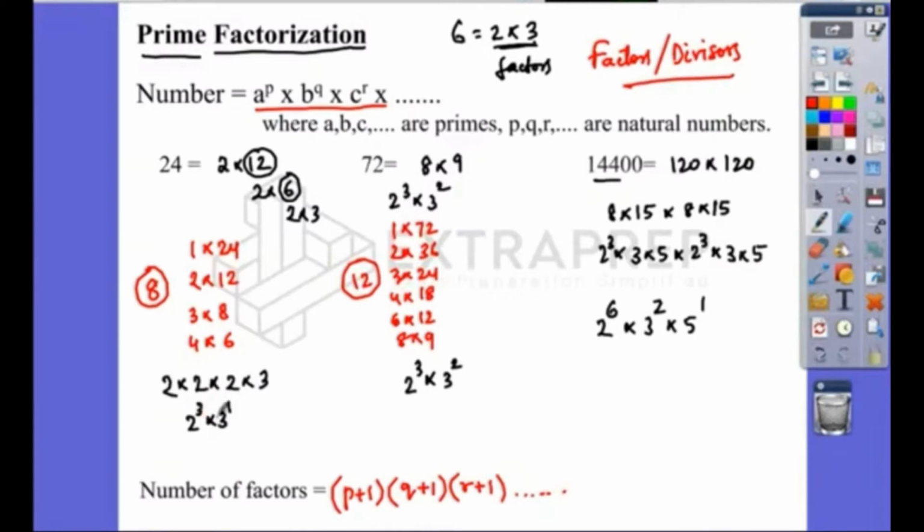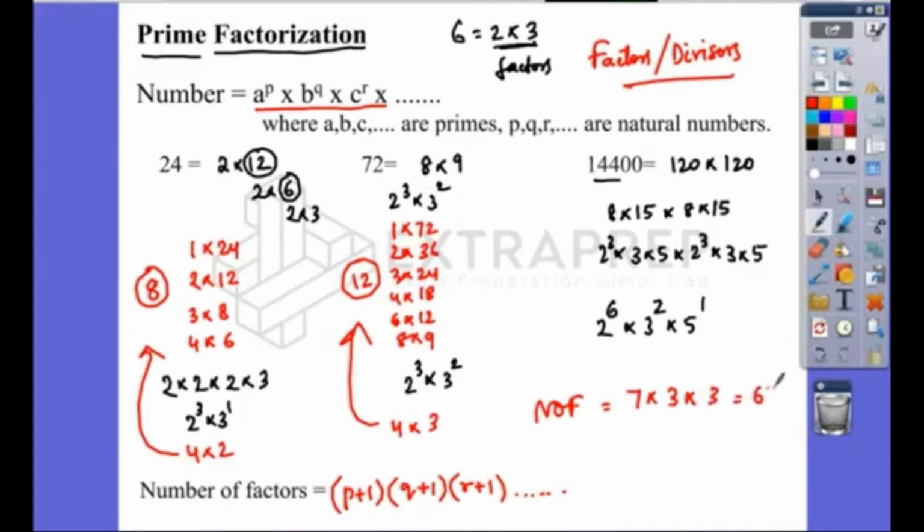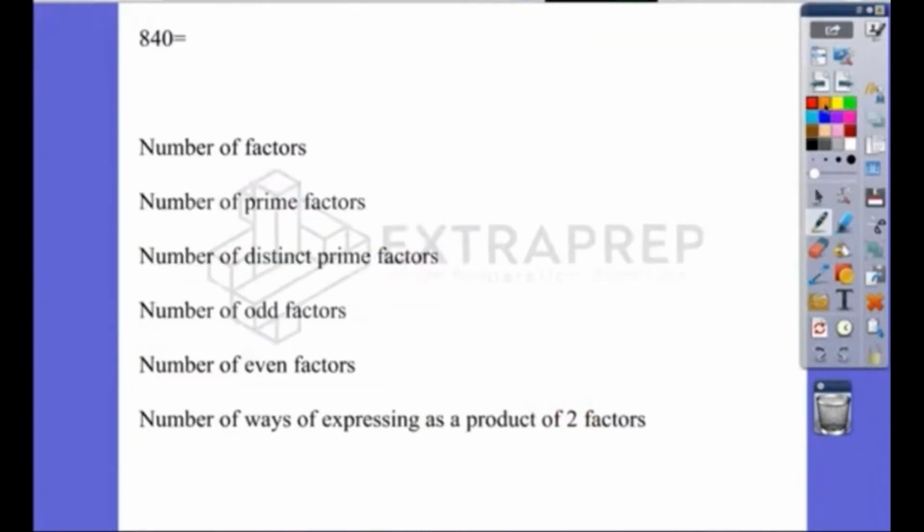What are the powers here? 3 and 1. So add 1 to 3, that becomes 4. Add 1 to 1, it becomes 2. 4 2s are 8. For 72, the powers are 3 and 2. 3 plus 1 is 4. 2 plus 1 is 3. 4 3s are 12. So the number of factors for 14,400 will be 7 into 3 into 3, which is 7 9s are 63. See, these are the questions that can be asked for any number.